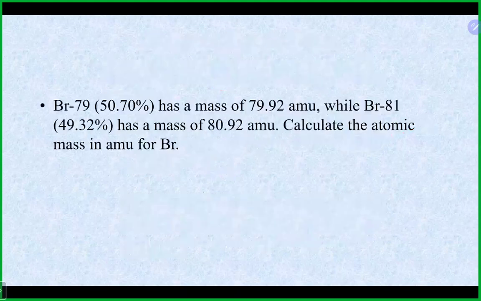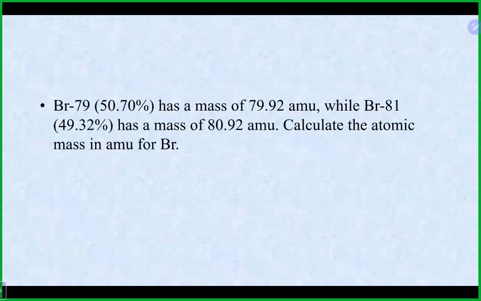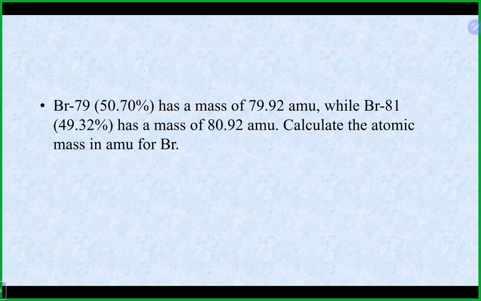So why don't you try it here? Bromine 79 occurs about 50.70% of the time and has a mass of 79.92 AMU. Bromine 81 occurs about 49.32% of the time and has a mass of 80.92. Based on these numbers, calculate the atomic mass of bromine. So take a few moments there and see what you end up with.